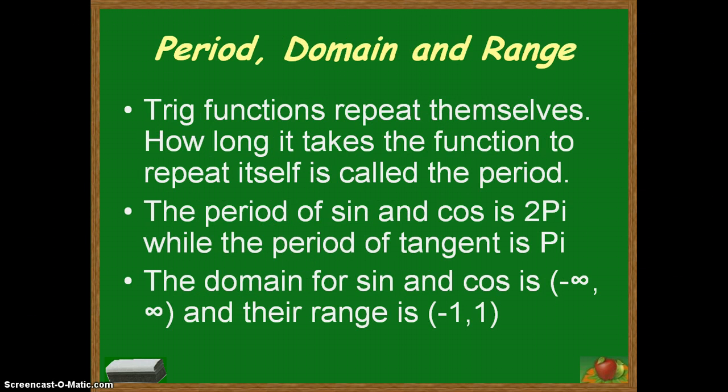Period, domain, and range, or PDR. Trig functions repeat themselves. That means that they're periodic. How long it takes the function to repeat itself is called the period. The period of sine and cosine is 2 pi, while the period of tangent is pi. The domain for sine and cosine is technically negative infinity to infinity, but usually you'll see it in most problems either as negative 2 pi to 2 pi or even 0 to 2 pi. The range, however, for just sine of x or cosine of x is always negative 1 to 1.